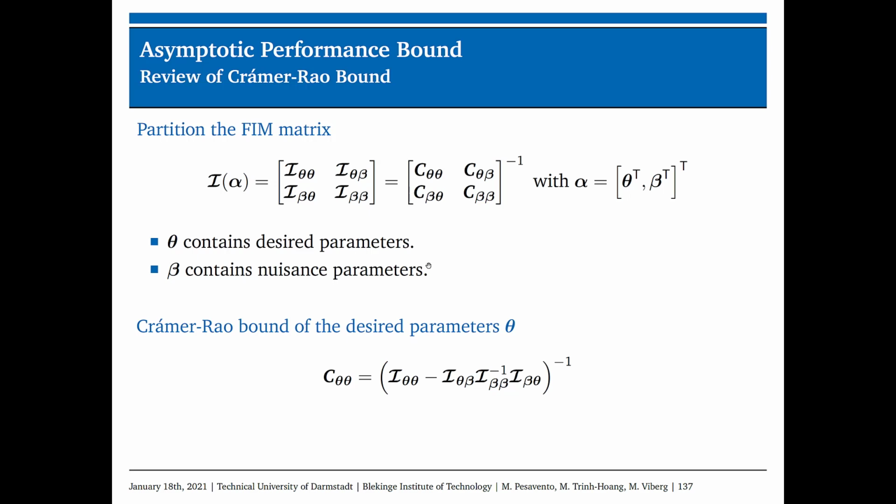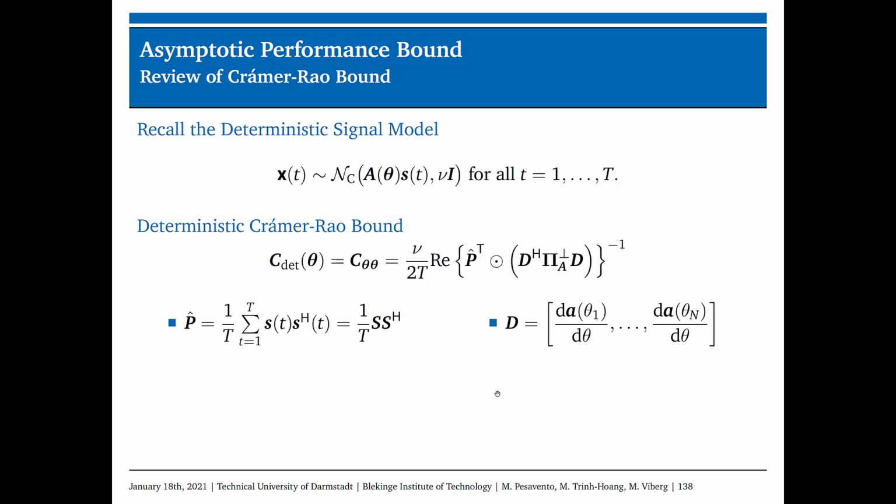In this partitioning, the upper left block, denoted by C of theta theta, is of particular interest as it represents the lower bound matrix of the covariance matrix of the estimates of the parameters of interest. Using the block matrix inversion formula, we can obtain the following compact expression for the Cramér-Rao lower bound matrix. This is a Cramér-Rao lower bound for the general complex Gaussian model.